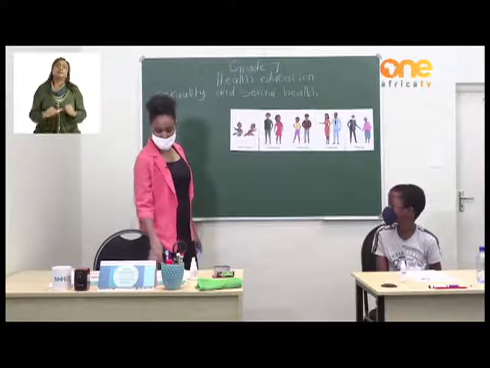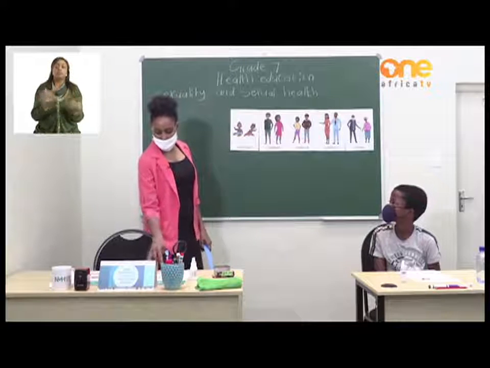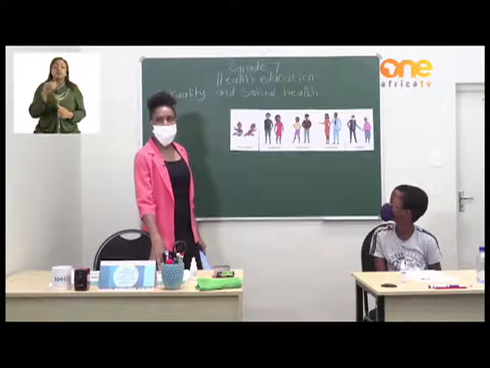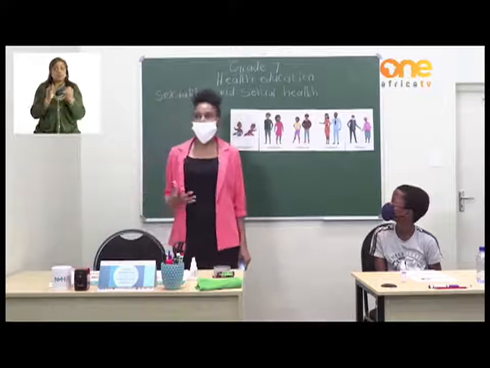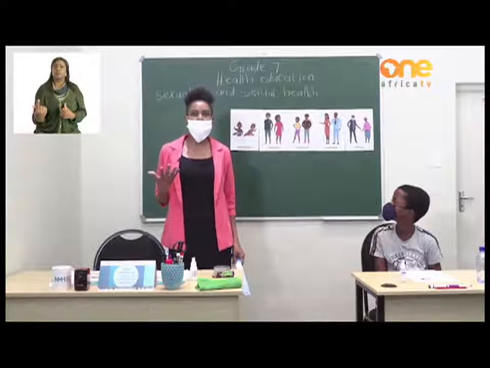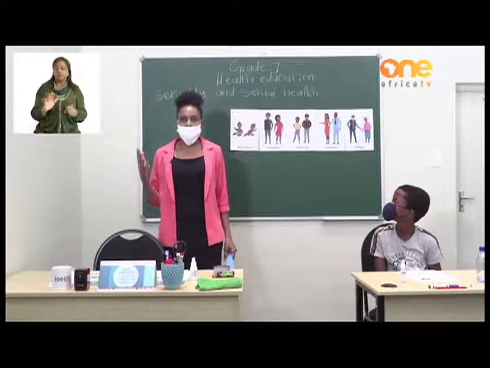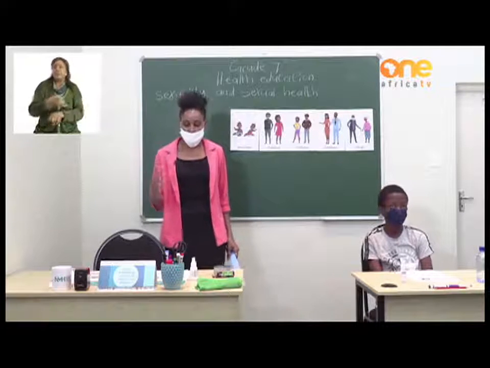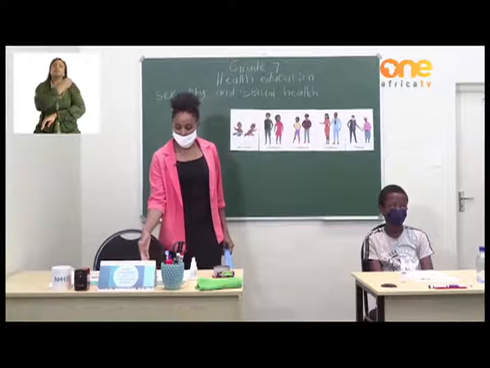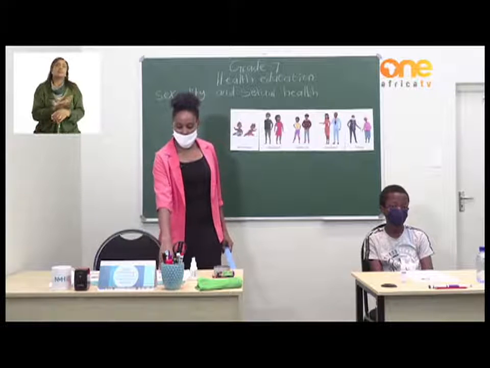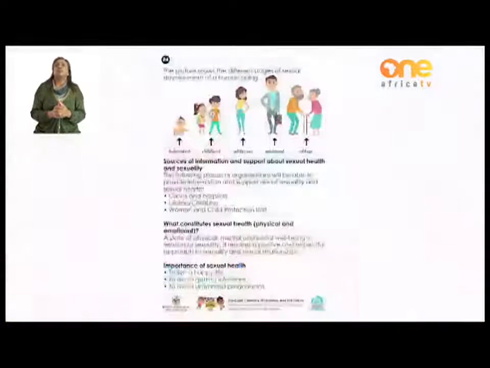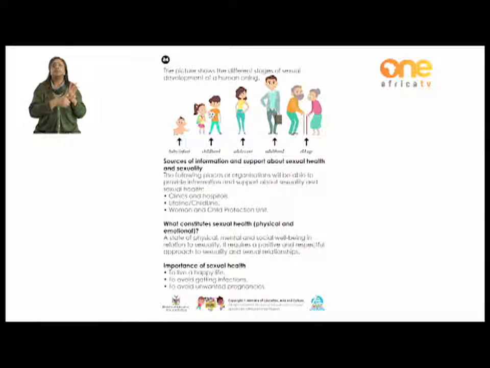Now, let's move on to the sources of information and support about sexual health and sexuality. You know, as young children, as adolescents, you need to have information on sexual health and your sexuality. But your friends are not really that well equipped with information. So you need to visit different places that can offer you good quality information. These places, we call them the sources of information on sexuality and sexual health. Now, these places are the clinics and hospitals, the Lifeline and Childline, the Woman and Child Protection Unit.